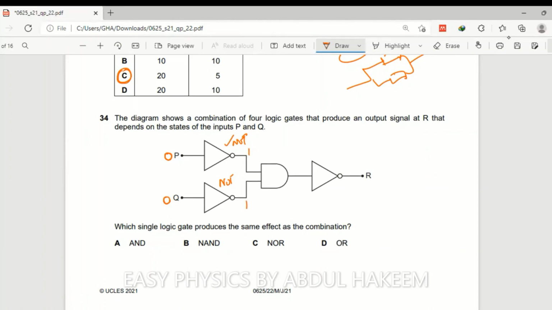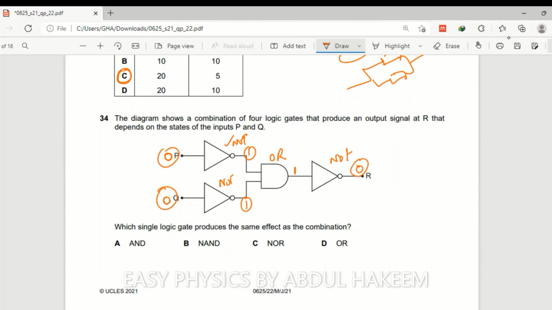And then this is the OR gate. Both are 1 and 1. According to the table, the output is also 1. And this is again NOT. So if this is 1, then this will be 0. So it means the input is 0, 0, and the output is also 0.